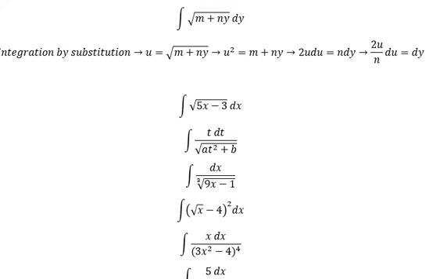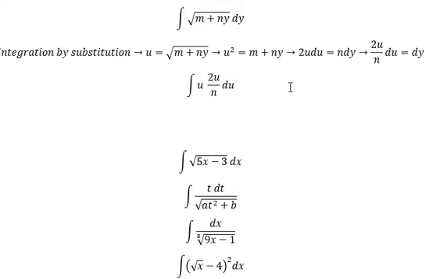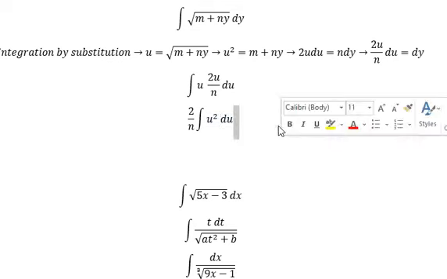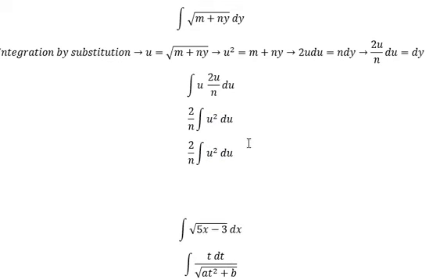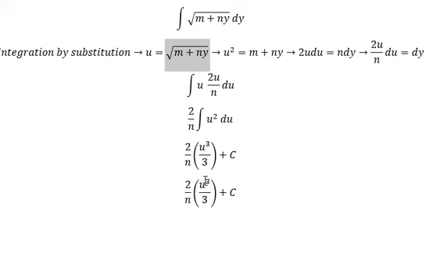So for this one, we change for u. dy we change for 2u over n du. So the number 2 and n we can put outside. u and u, you get u squared. The integration of this one, you will get u to the power of 3 over 3, and we put c. For u, that's the square root.